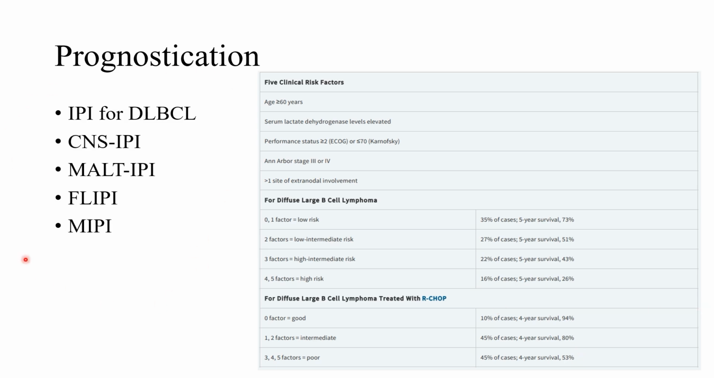And most of these really work this way. A lot of them have many of these same criteria. Some of them have additional. Some of them have taken these out. And then they have their own risk stratification systems with that. So we have the CNS-IPI, which is used in DLBCL as well, which gives you basically the risk of DLBCL coming into the CNS. There's a MALT-IPI, which is, of course, for MALT lymphoma. There's a FLIPI, or a follicular lymphoma IPI, so that's follicular lymphoma. And then finally, the MIPI is for mantle cell. So these are all very useful prognostic tools and can also help you choose treatments as well.